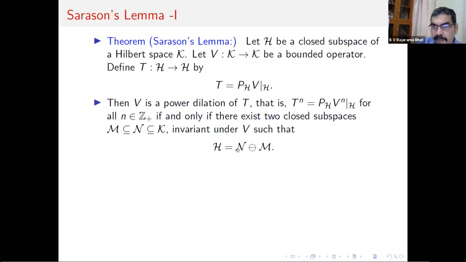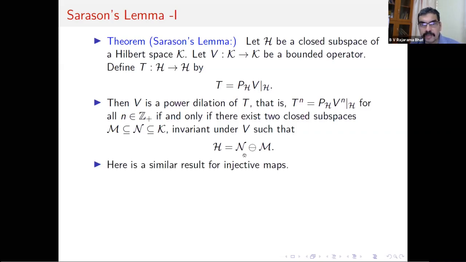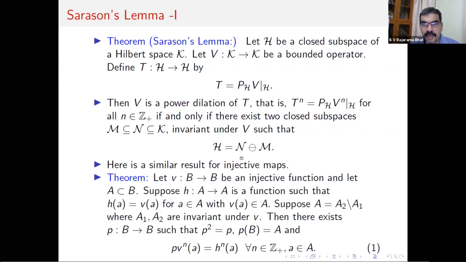In general, if you take the difference of two invariant subspaces, then if you compress V to the power n, you get the compression of V to the power n. So this kind of power relation is retained whenever you have a difference of invariant subspaces. That is Sarason's lemma.